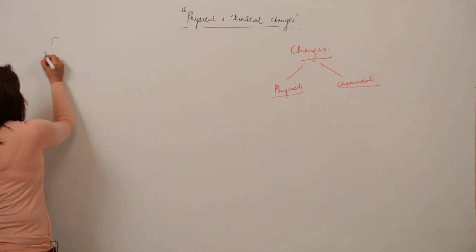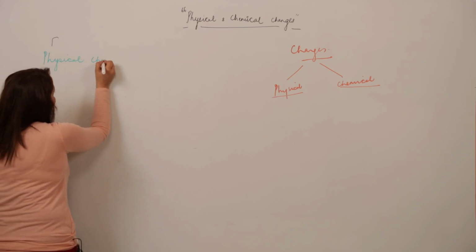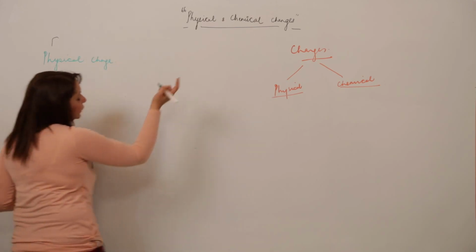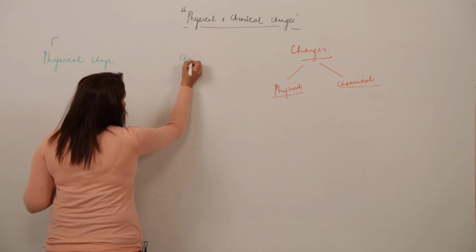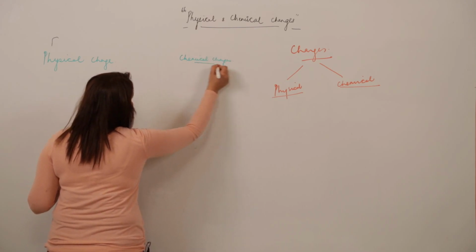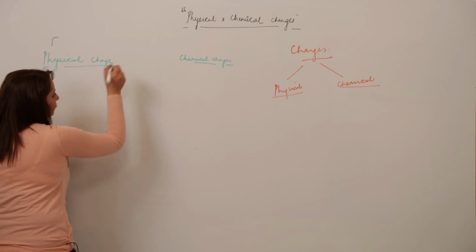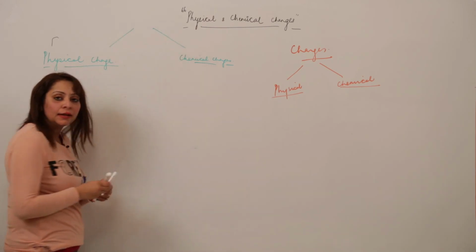So we have two kinds of changes. I am writing here again, the physical change. Now we are taking up the change, right? Those were physical properties. Now we are talking of the change. So we have two kinds of changes that generally occur when matter is supplied with energy: physical change and chemical change.